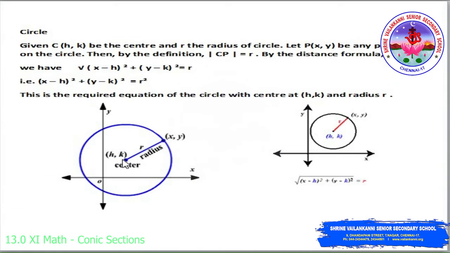Here the center is h, k and P is any point x, y. The radius, then we get CP equals r. So by the distance formula, square root of (x minus h) whole square plus (y minus k) whole square equals r. So the equation of the circle with center h comma k and radius r is (x minus h) whole square plus (y minus k) whole square equals r square. Here h and k are the center, r is the radius.